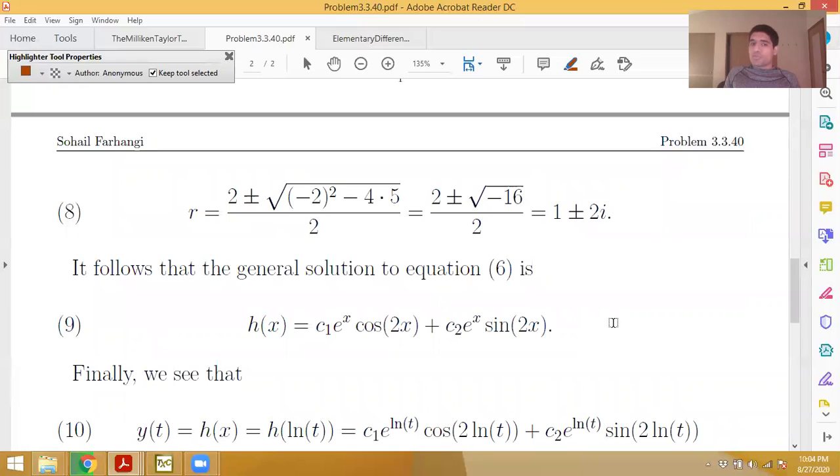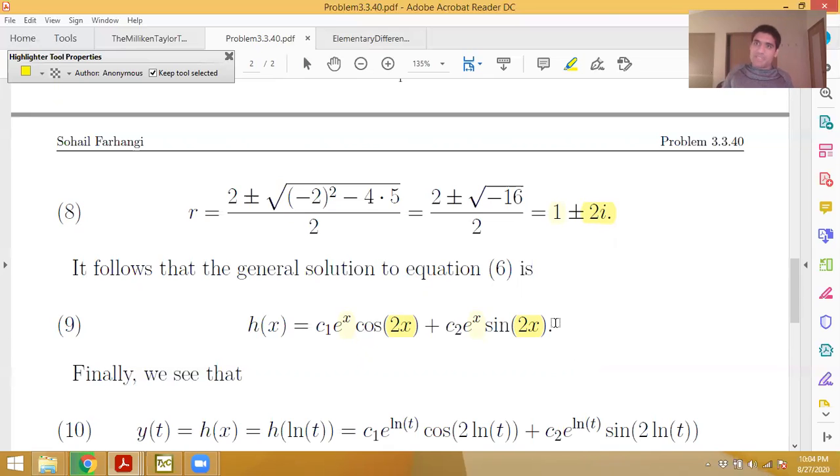So that means the general solution to my second order constant coefficient differential equation in 6 is that h of x equals some constant, c1, times e to the x. So this is this x, right? I take the real part, and that's corresponding to the x in the power of e. And then the imaginary part, this 2i, that corresponds to the cosine of 2x and the sine of 2x. c1 e to the x times cosine 2x plus c2 e to the x times sine of 2x.